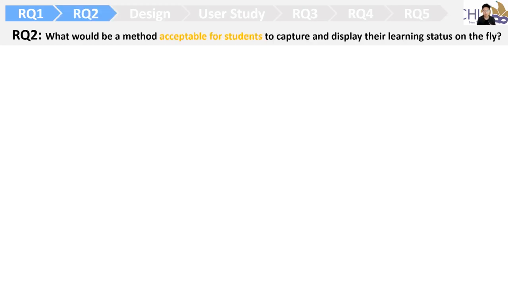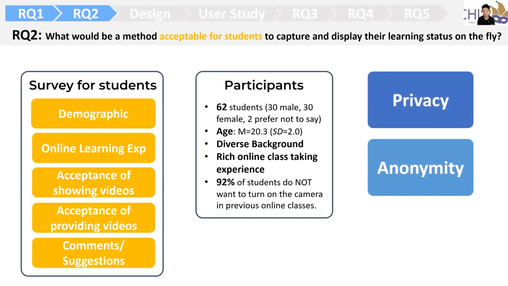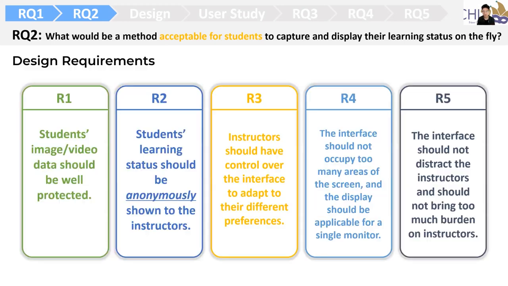To figure out what would be an acceptable method for students to capture and display their learning status on the fly, we then surveyed 62 students and found that they are willing to contribute their video data for learning status extraction as long as privacy and anonymity are guaranteed. Taking the feedback from both instructors and students into consideration, we obtained five design requirements in total.